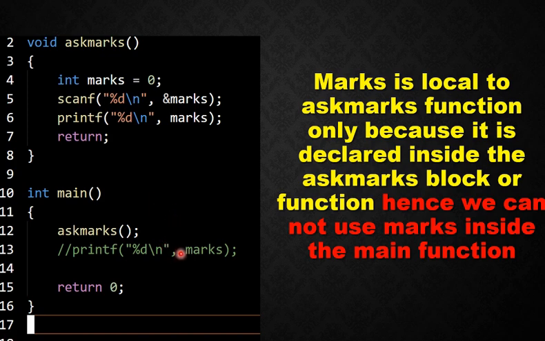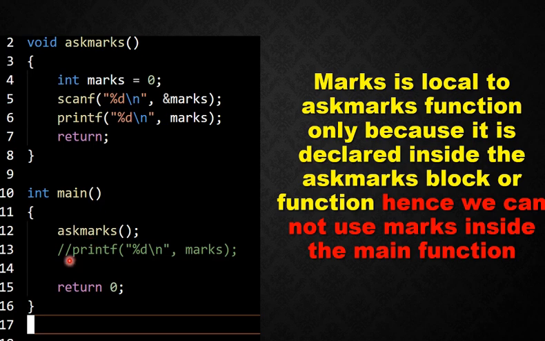So what it will try to say is, oh look, marks has been declared inside this function, so it has become local to this function only. That means local means the borderline is this function only. You cannot fetch or do any kind of operation outside this function.